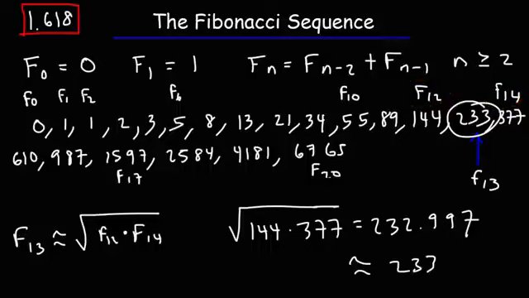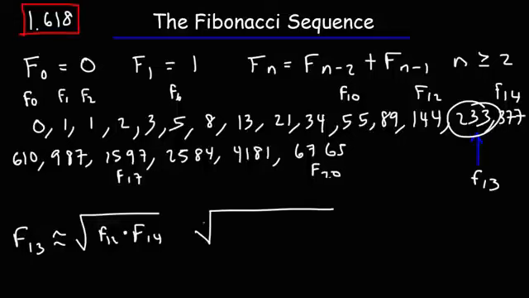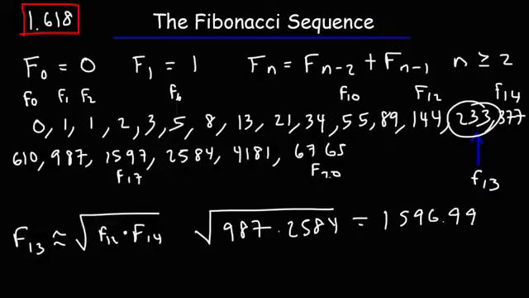You could try that with another number. For instance, if you take the square root of, let's say, 987, multiplied by the square root of 2584, you'll get 1596.9997, which is approximately 1597.